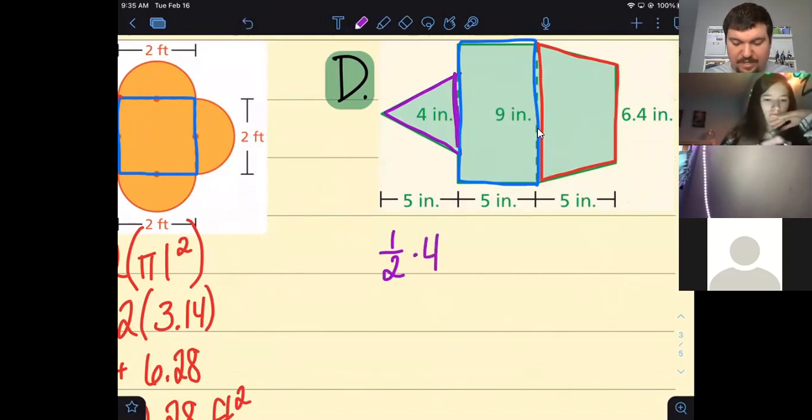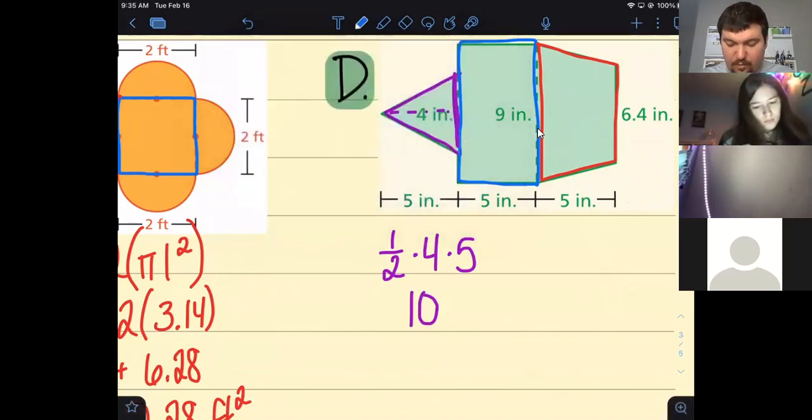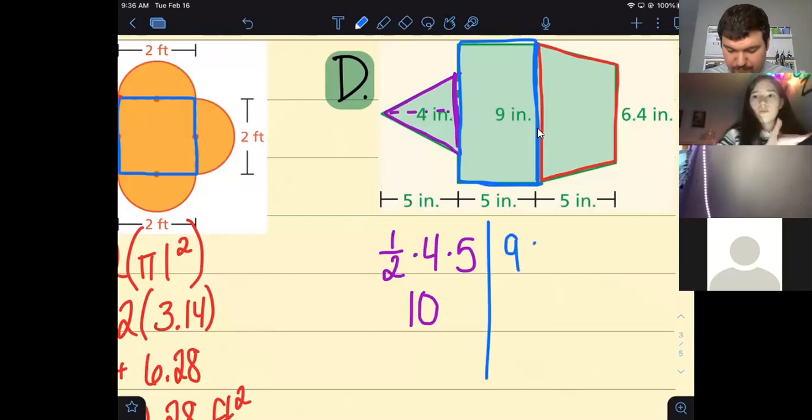And then the height of the triangle, because it's tilted on its side, is going to be this 5 inches right here. And so I'm just going to do 4 times 5, which is 20, and half of that, which makes 10. So we have the area of our triangle, which is 10. The area of our rectangle, it's 9 inches for the length, 5 inches for the width. So 9 times 5, which is 45.